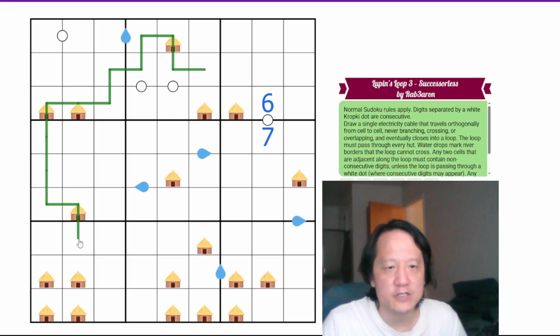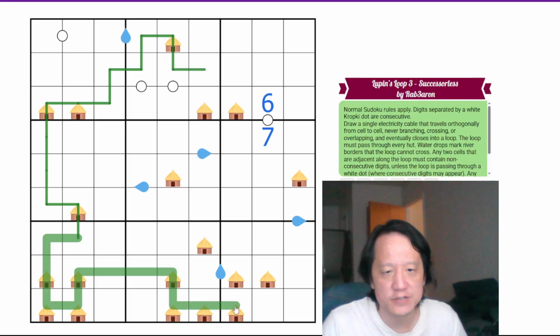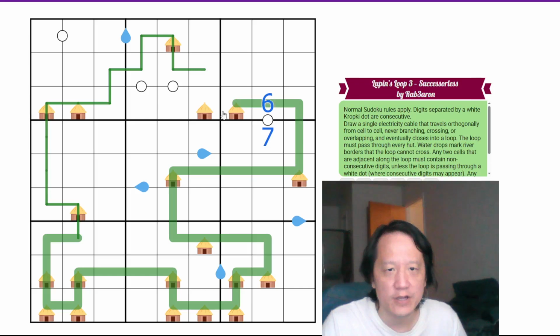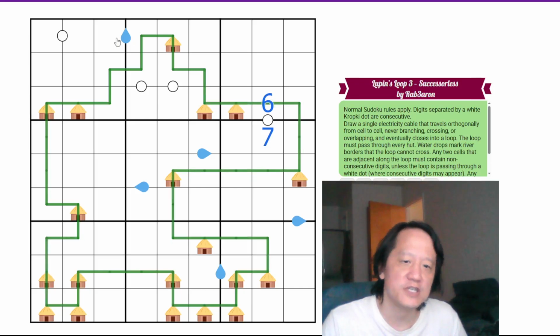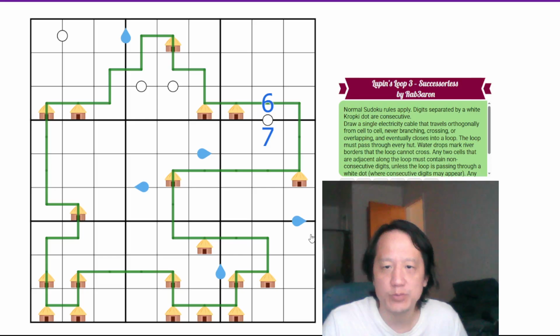And eventually, it's going to have to form a closed loop. So it could do something like this, and it has to go through every hut. So this is an example of a valid loop. You could not do something like this, though. That would be considered overlapping or branching. The loop, again, must cross through every hut.